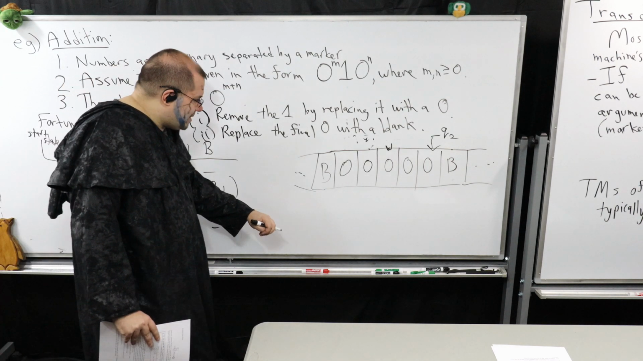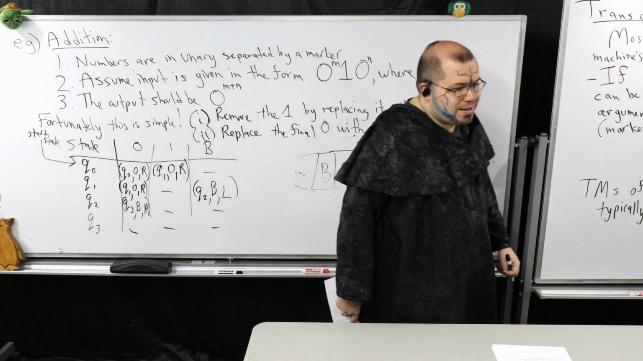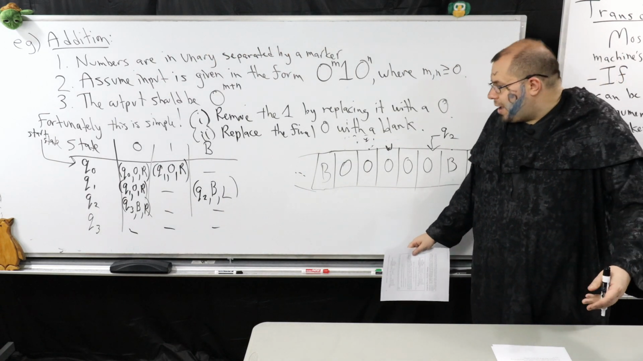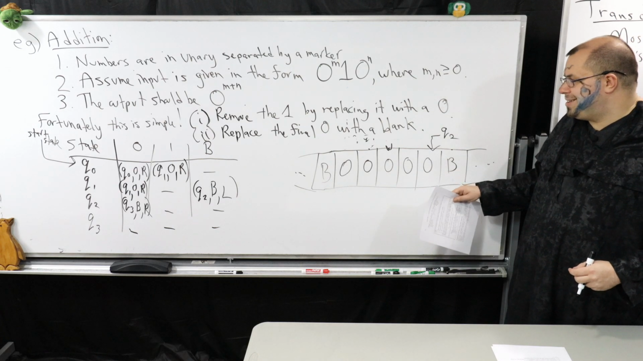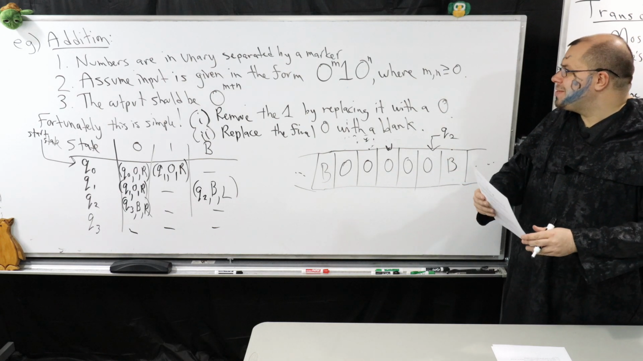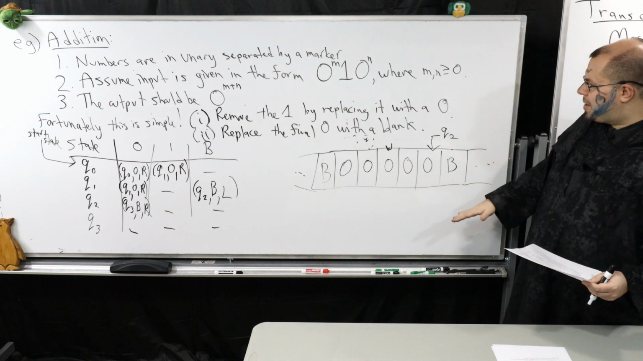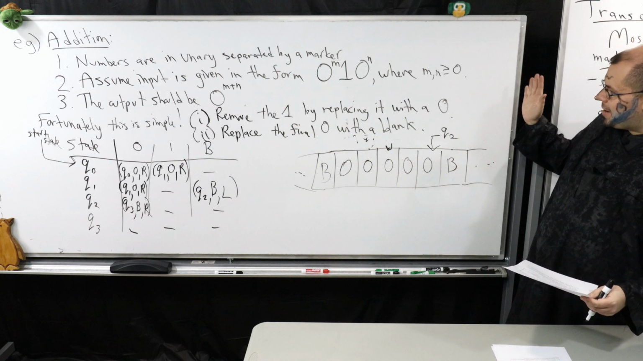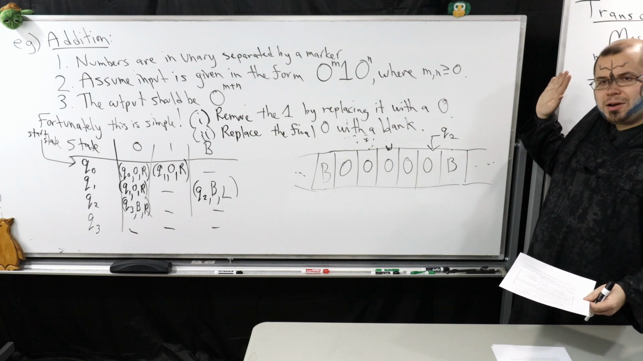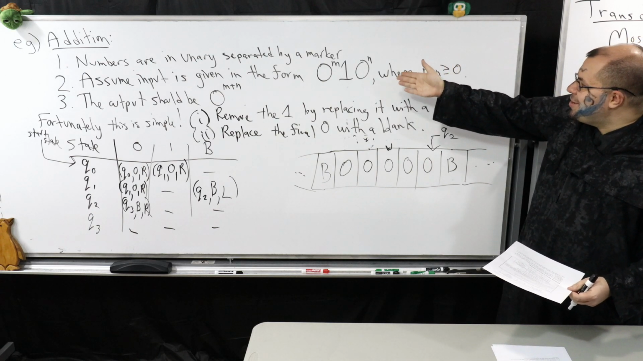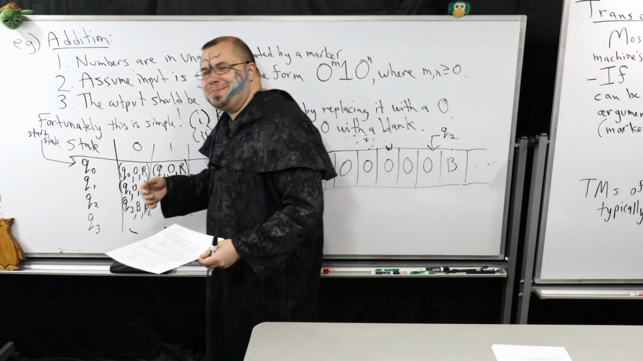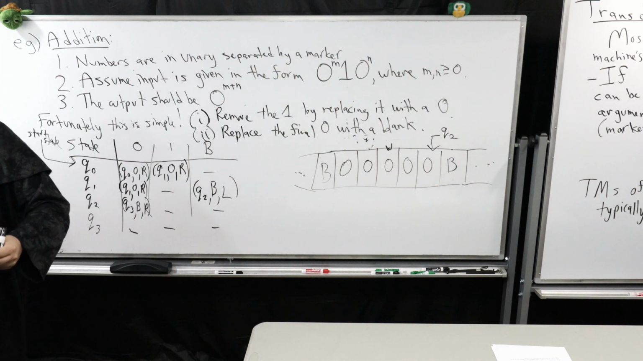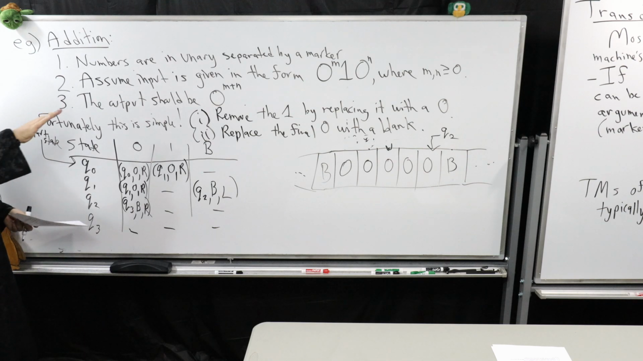Q3 doesn't do anything. Once it reaches Q3, there are no valid moves at that stage, and it will halt when it attempts to read the next cell. So are we okay with this example? I've shown you here how you can take, given in unary, 2 numbers and add them together. Do you see how the ideas that we did earlier translate nicely here?